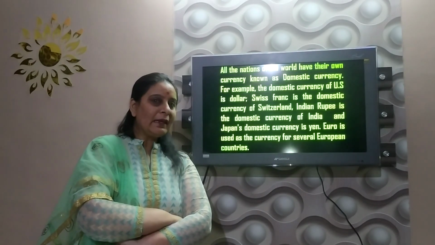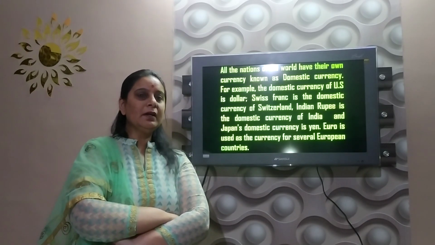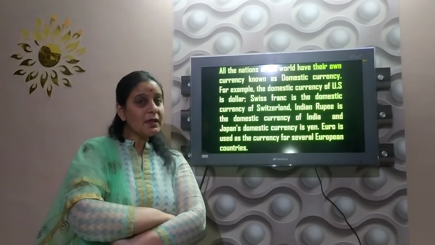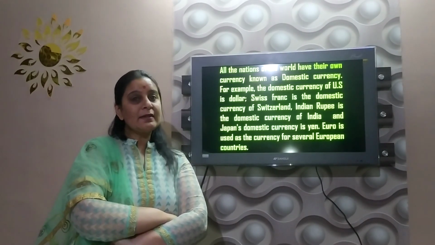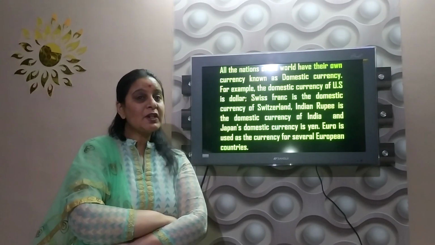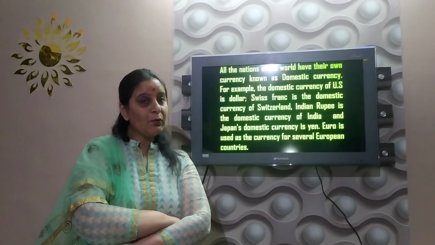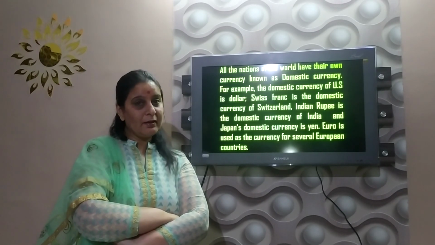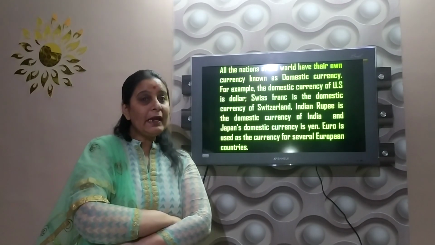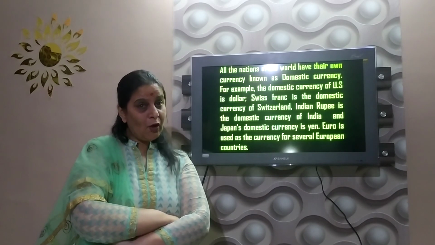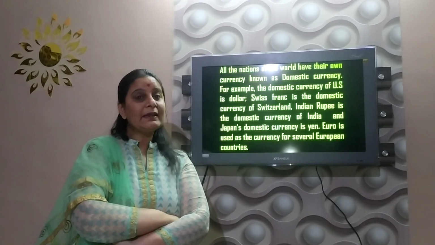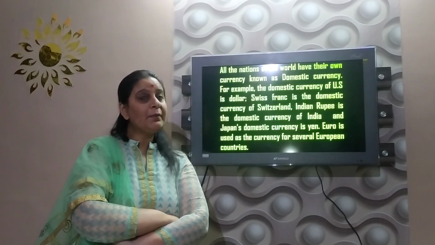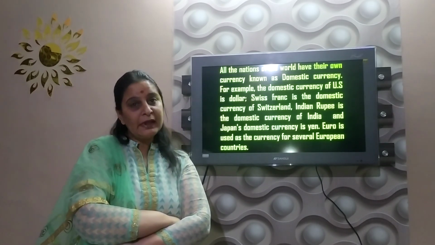We understand one thing, every nation of the world has its own currency and the nation uses its currency to purchase the goods and services which are available within the geographical boundaries of the country. This currency is known as domestic currency. For example, Indian rupee is the domestic currency of India because it can be used to purchase goods and services which are available within the geographical boundary of India.